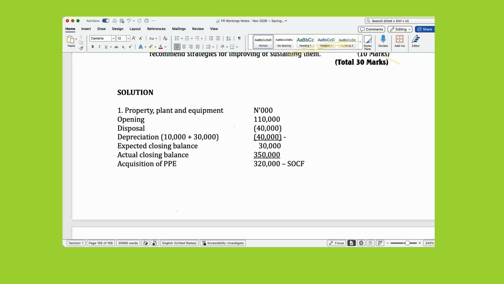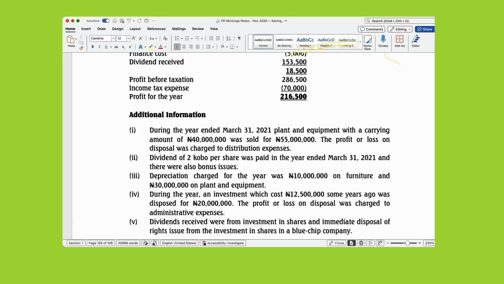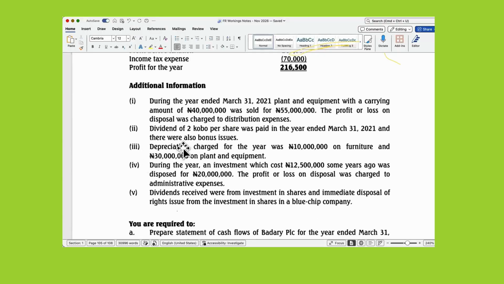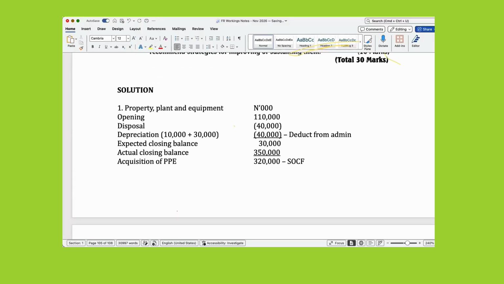So this one now, note 1, that one that they say is charged to distribution expenses, we need to calculate that and note it. I'm just trying to finalize depreciation so I can note it here. We will deduct from admin, because depreciation is an expense that has been added to admin. To adjust it, you deduct it from admin.